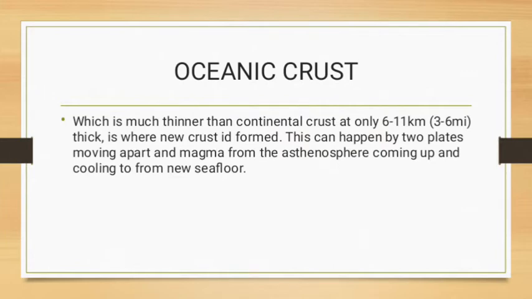Oceanic crust, which is much thinner than continental crust at only 6 to 11 kilometers or 3 to 6 miles thick, is where new crust is formed. This can happen by two plates moving apart and magma from the asthenosphere coming up and cooling to form new seafloor.